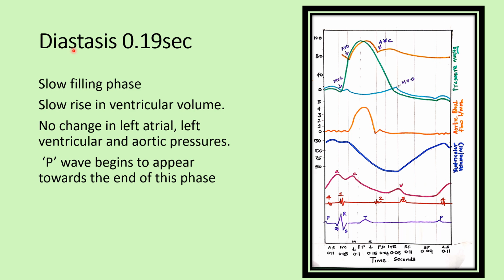The diastasis duration is 0.19 seconds. It is otherwise called the slow filling phase. Ventricular filling occurs very slowly. So this is the slow filling phase. Slow rise in the ventricular volume. No change in the left atrial, left ventricular and aortic pressure. The A wave begins to appear at the end of this phase.